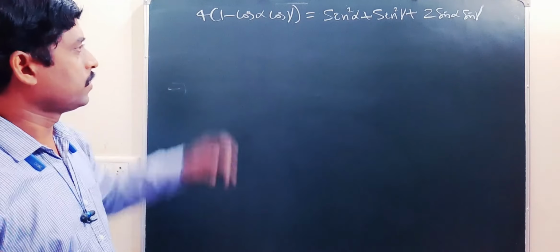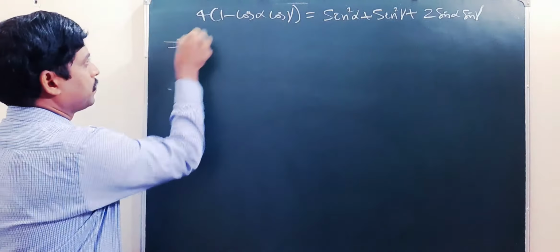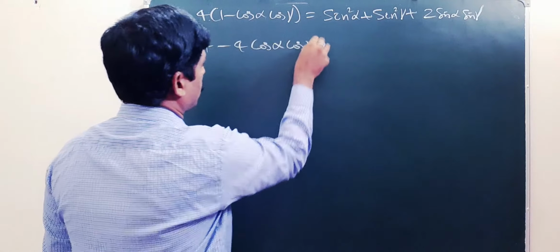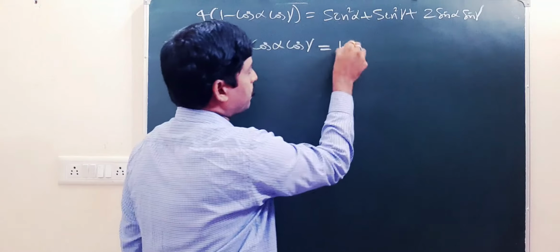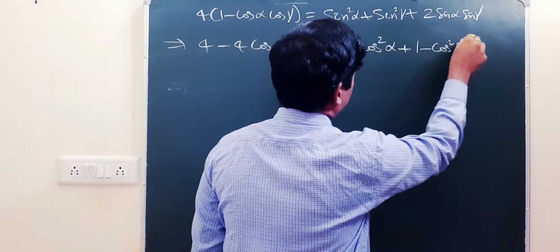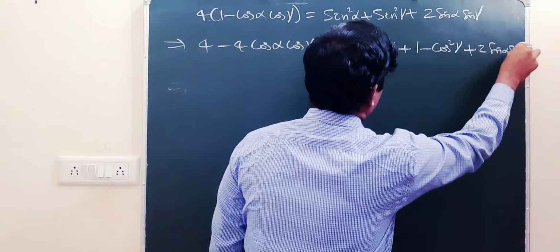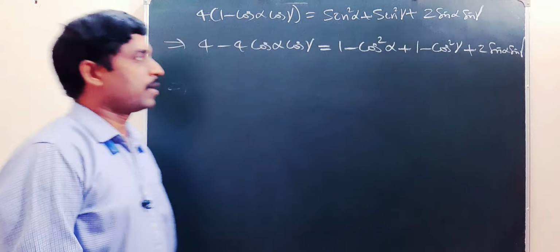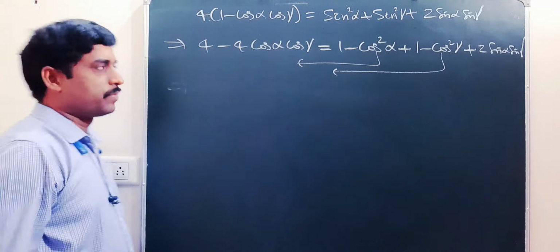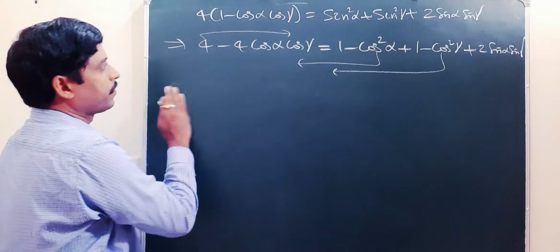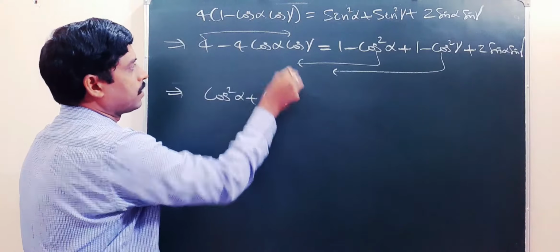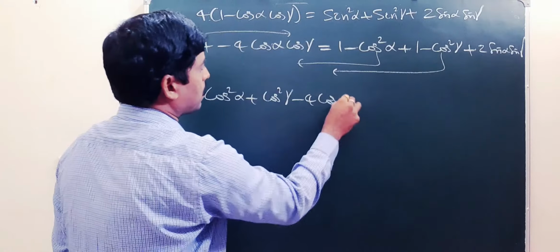We have got this value. So 4 multiplied to all: 4 minus 4 cos alpha cos gamma. It will be the sin square alpha formula. We have (1 minus cos square alpha)(1 minus cos square gamma) plus 2 sin alpha sin gamma. Okay, so minus cos square alpha minus cos square gamma, bring to the left side. This 4, bring to the right side. It will be cos square alpha plus cos square gamma minus 4 cos alpha cos gamma.